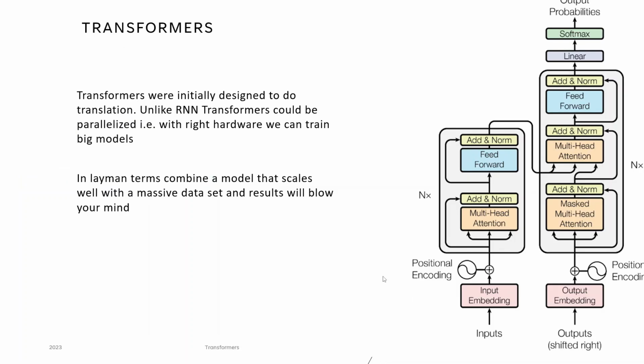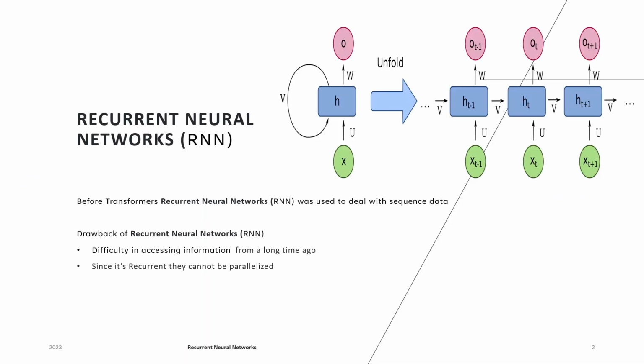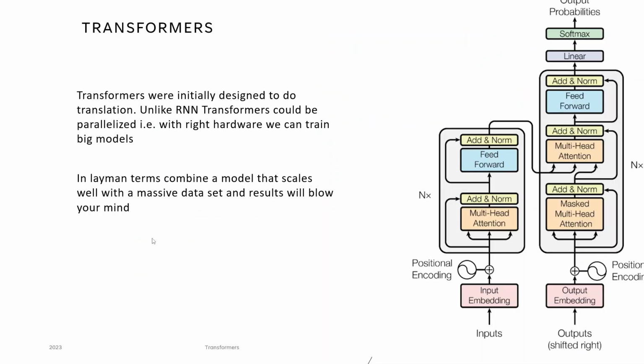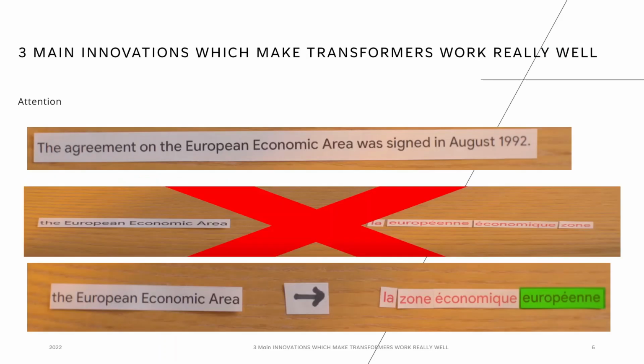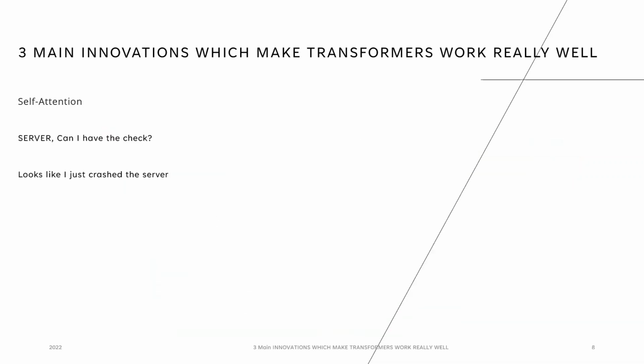And the three major things you need to understand: RNNs were basically what you have worked on if you have worked on neural networks and training them, and you know the limitations of RNNs we just discussed. After RNNs, we looked at what transformers are and how they might be useful, and then we looked at the three main innovations of transformers: positional encodings, attention, and self-attention.